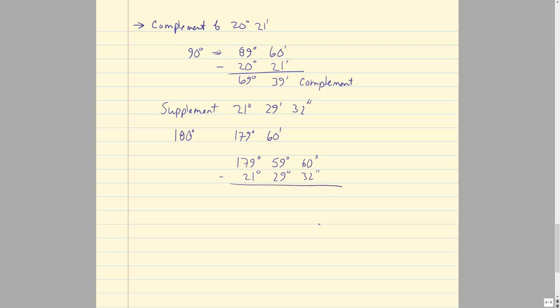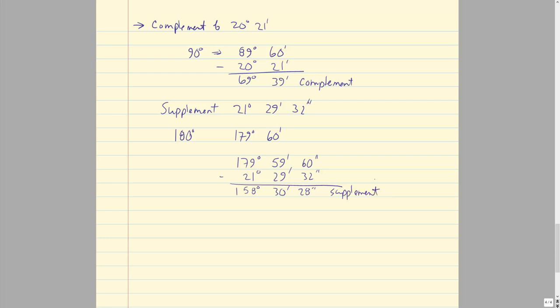So here we'd have 179 minus 21 is 158 degrees. So that works. 59 minus 29 is 30 minutes. And then 60 minus 32 would be 28 seconds. So this would be the supplement in degrees, minutes, and seconds.